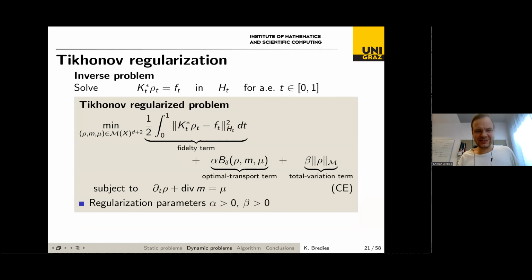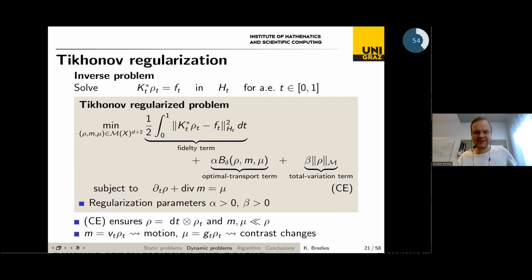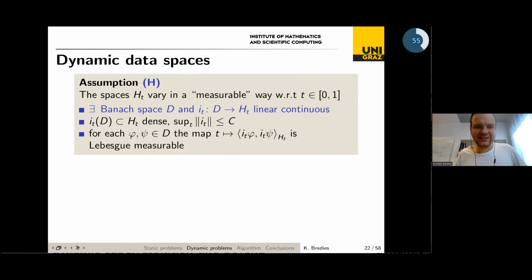And now you can do Tikhonov regularization for this problem, which is of course generally ill-posed. The generalization of what we saw in the static case would be the quadratic discrepancy, now integrated with respect to time. Then we are using an optimal transport regularizer, and also an additional total variation term, which is just the Radon norm, to make it more coercive and sub-level sets compact. And of course, we don't have to forget about the continuity equation. This already ensures that if you have finite energy, so that you have these kinds of disintegrations, you actually have a curve and of course a motion and also a contrast change field.